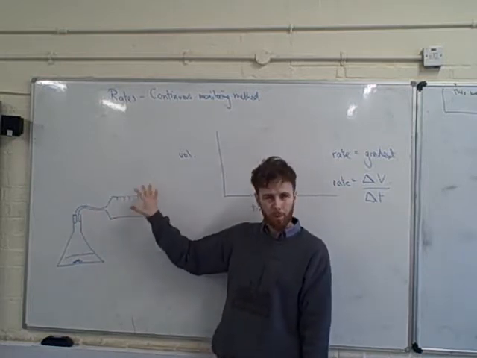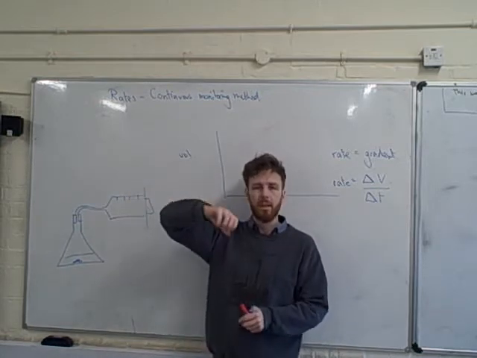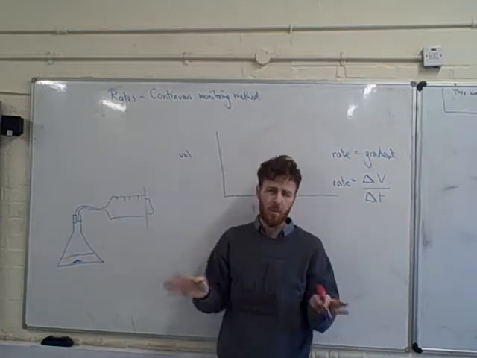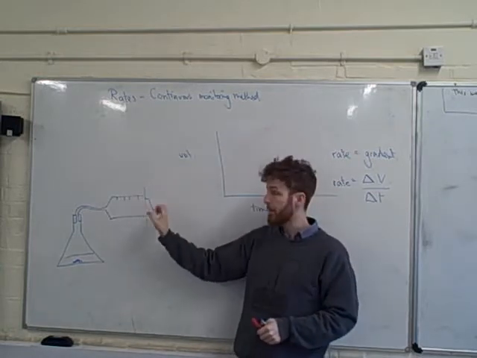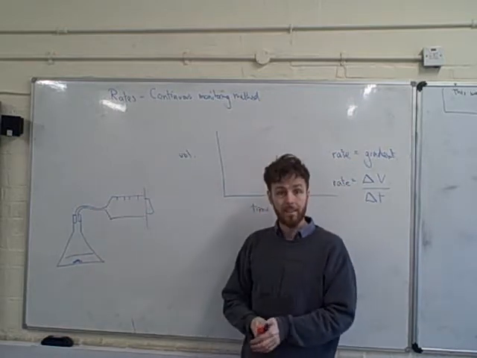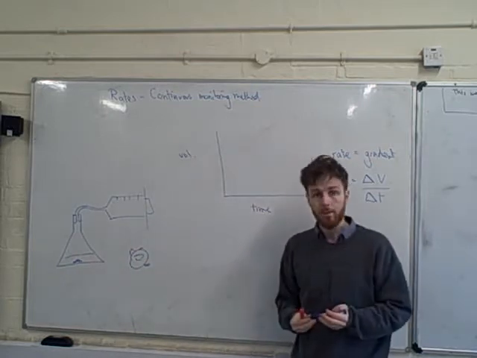Now we could also replace the gas syringe with a bucket full of water and then an upside down flask of some sort, and we could catch the gas in there. That's really messy. This is a much better method. And then what we're going to do is measure the volume of gas given off over time, and we're just going to do that using some kind of stop clock.